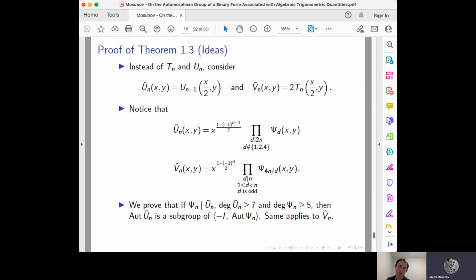And so at this point, it remains to consider all the special cases. There are only 13 of them, and it turns out that among them, there is only one that stands out, and it's tilde U sub n with n not 4, but 5.